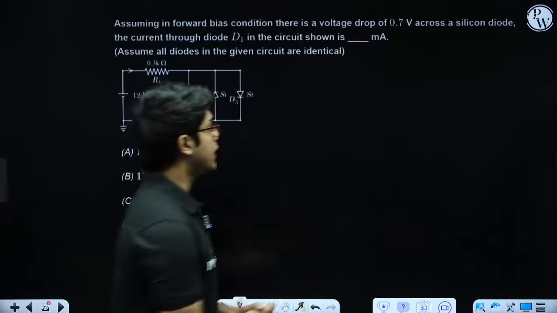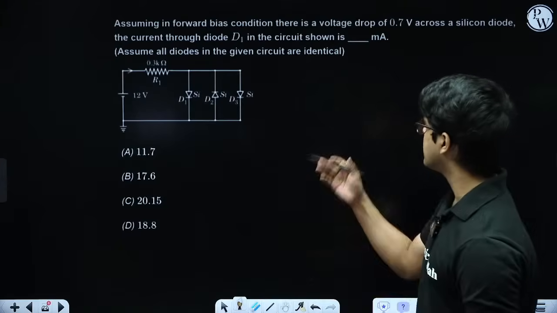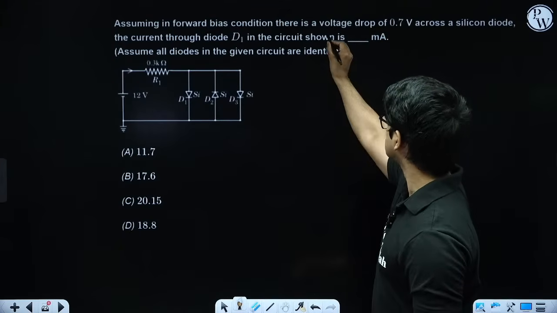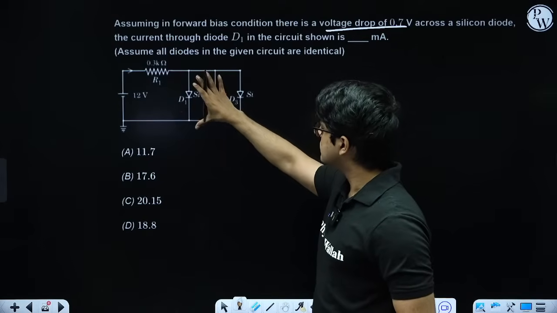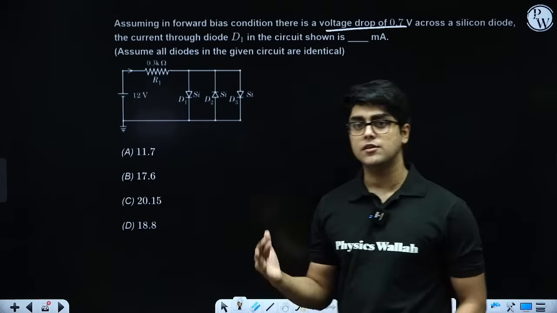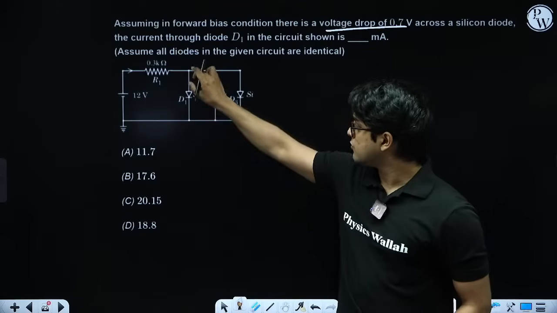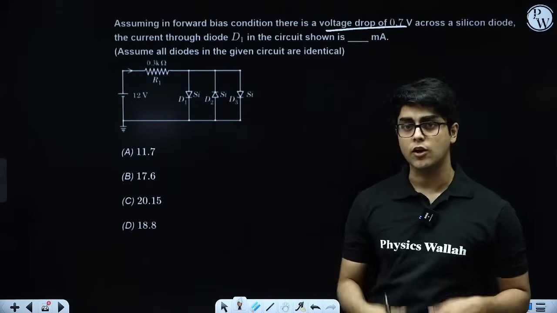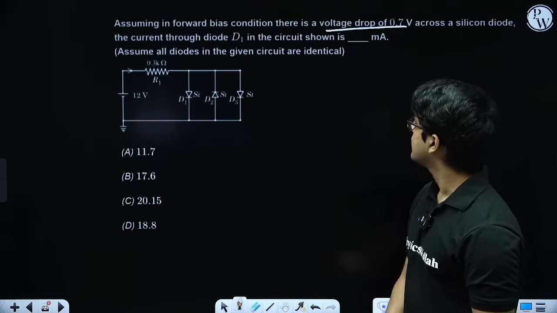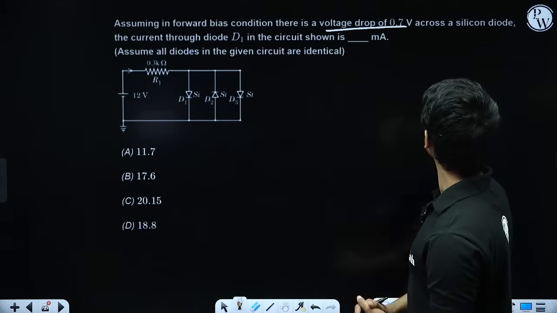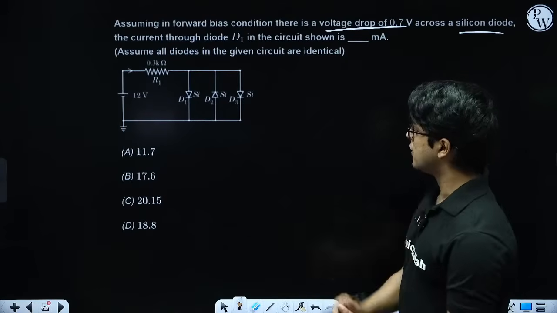So here we have a diode problem. Assuming in forward bias condition, there is a voltage drop of 0.7 volt. So if you have some diode over here and it is in forward bias condition, there will be a potential drop of 0.7 volt while we move across the diode. That is what is being mentioned here across a silicon diode.